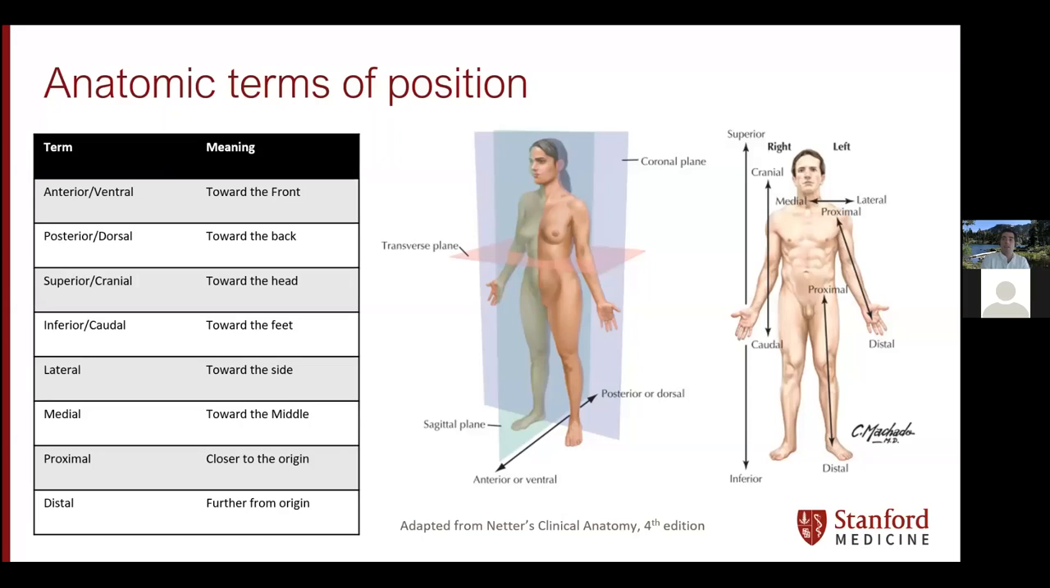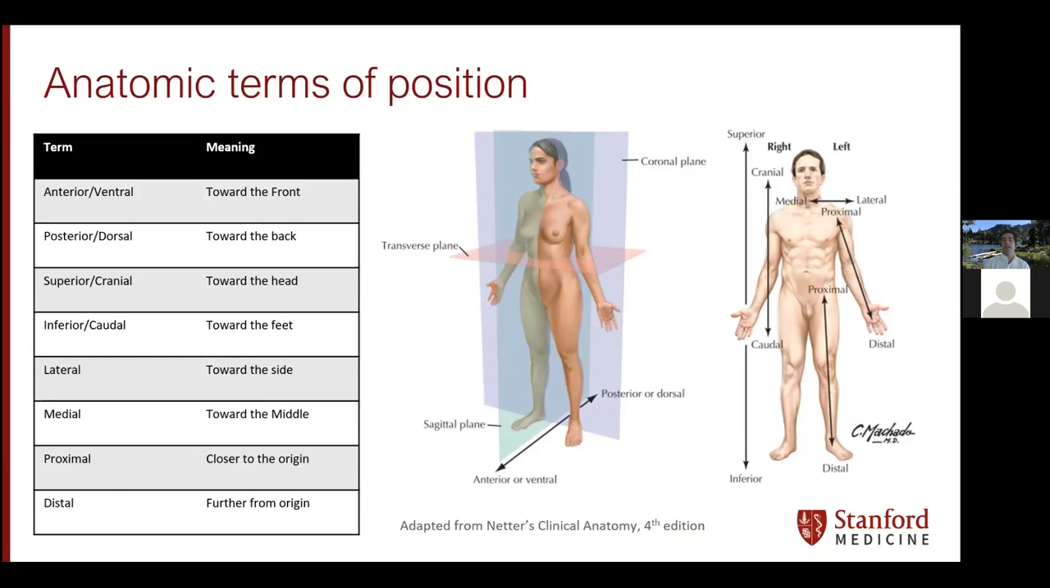So anterior is towards the front, whereas posterior is towards the back. Another term for this is dorsal, which is posterior. The way to remember that is by the fact that the dorsal fin on a dolphin is on its back. And then ventral is towards the front. Then you go up and down. So superior is towards the head and is also known as cranial. And inferior is towards the feet and is also known as caudal.